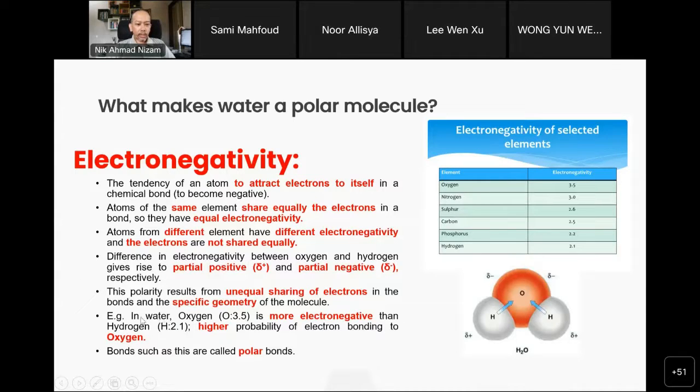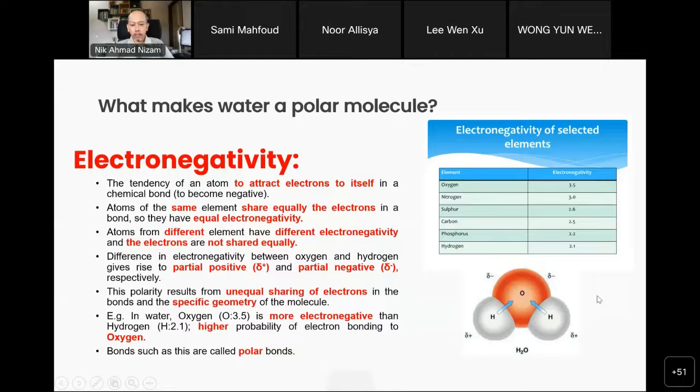So in water, oxygen has an electronegativity value of 3.5. It is more electronegative than hydrogen, 2.1. So there is a higher probability of electrons bonding to oxygen, and this bond is called a polar bond. Okay, so you learn now that this water molecule contains H and also oxygen. First thing is that this water molecule is a polar molecule, berkutub.